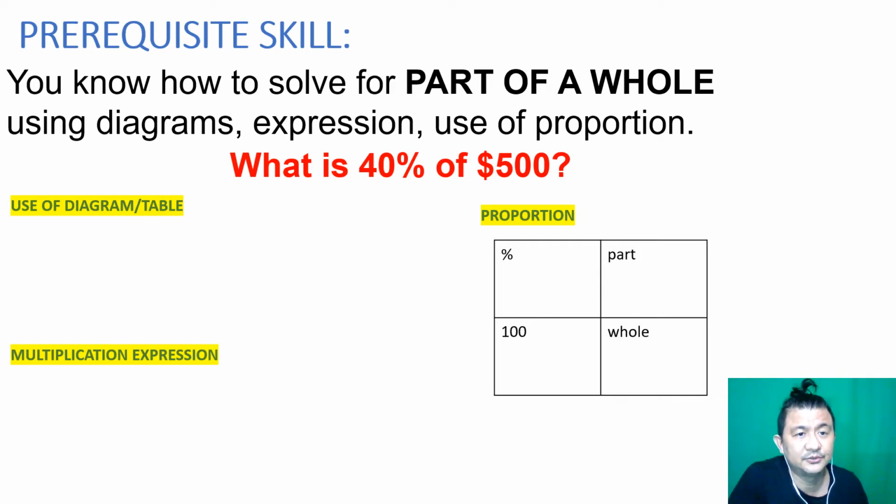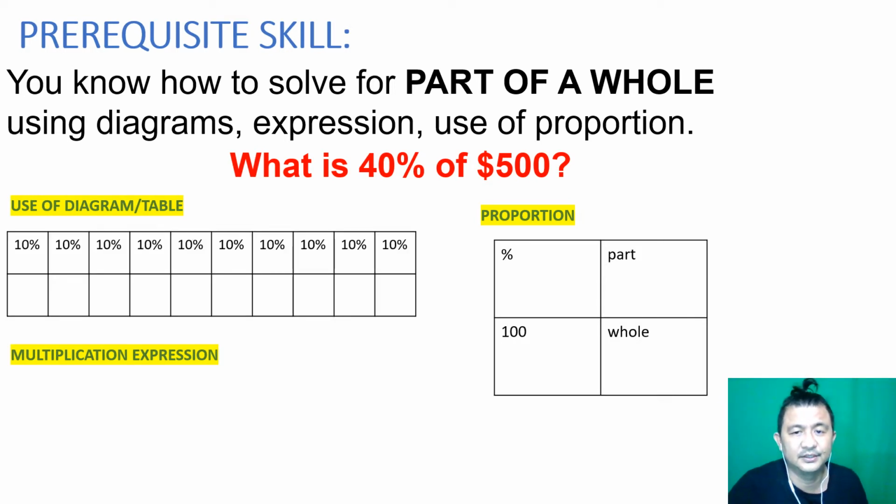Let's recall how to do this. What is 40% of 500? Let's use the diagram first. Remember this diagram? All right, so let's split 500 divided by 10 because we have 10 small boxes here, and that's going to be 50. See, each of these boxes represents 10%, and 10%'s value is 50.